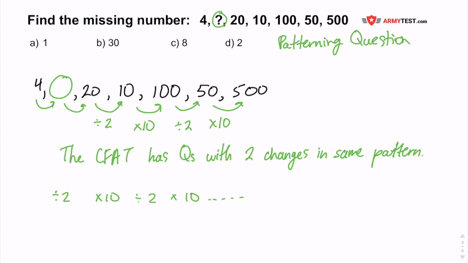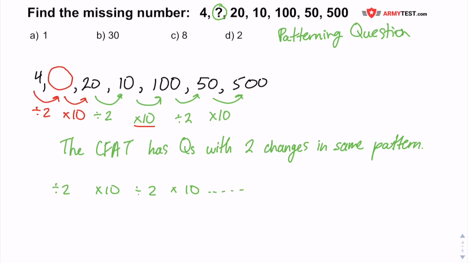So knowing that, we know that this relationship, let's change colors here, let's make it more obvious. We're trying to find this number. Now we know this link is going to be multiplied by 10. And we know that this link is going to be divided by 2. So what we can do now is we can say 4 divided by 2 equals 2. Okay, so that's the first link that we saw here.